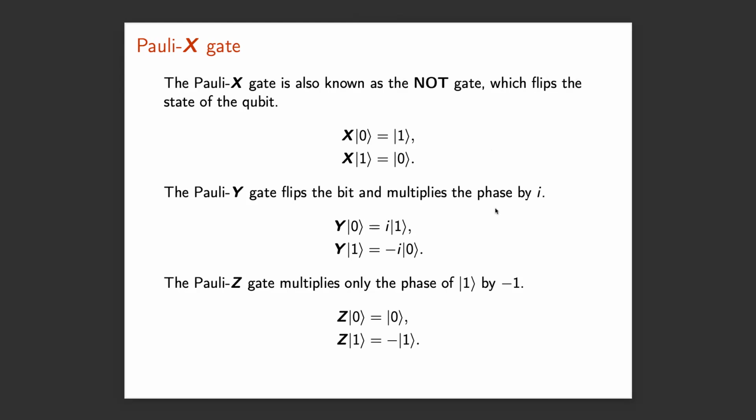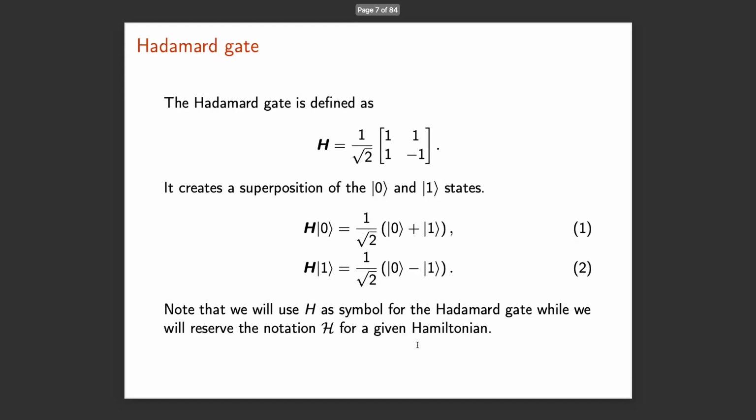The Pauli Y gate flips the bit and multiplies with a phase by i, which is the same as e to the i pi over 2. And then we have the Pauli Z gate, which multiplies only the phase of the 1 of the 1-qubit state by -1. So these are the states which we have here. And you see now also, just as a quick reminder, that the Pauli Z gate has the computational basis, if we have chosen 0 and 1 as a computational basis, it has these states as eigenstates.